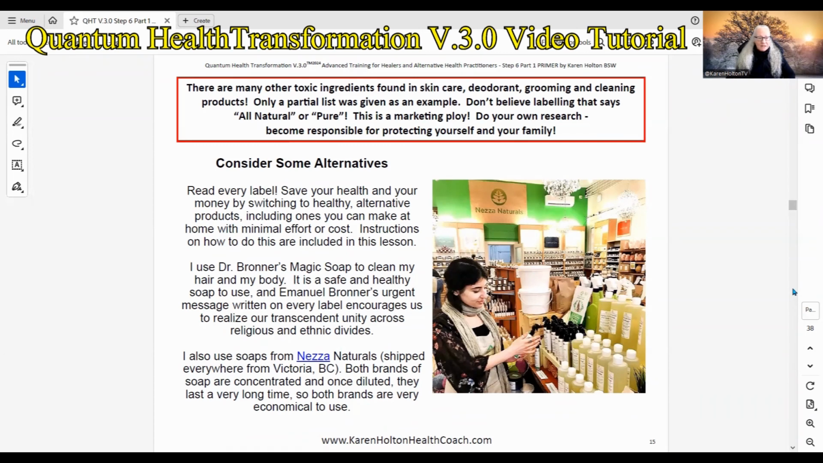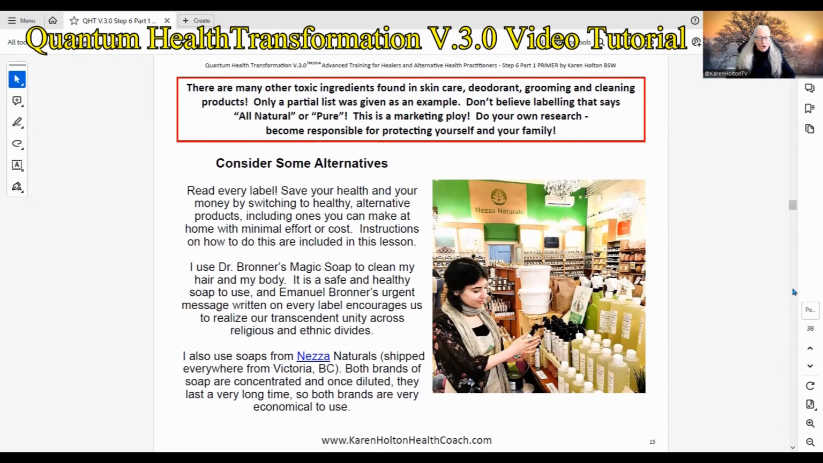Consider some alternatives. Read every label. Save your health and your money by switching to healthy alternative products, including ones that you can make at home with minimal effort or cost. Instructions on how to do this are included in this lesson.